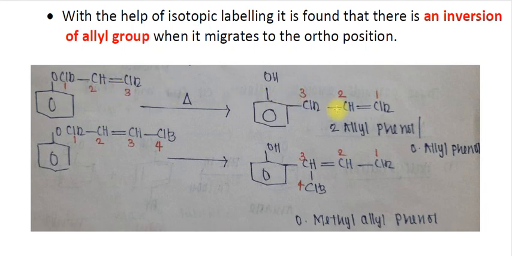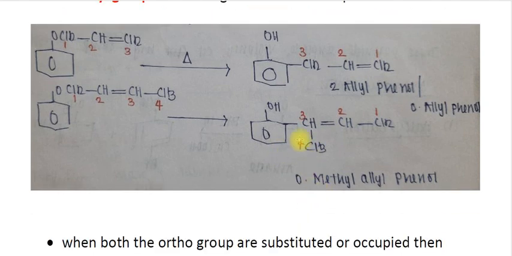But while looking at this example, we cannot be sure which one is getting connected. So only through isotopic labeling can we confirm which carbon is getting connected at the ortho position. The next example is here also, CH2=CH-CH-CH3. Here also the third carbon is getting attached to the ortho position of the phenyl group. That means it gives ortho-methyl allyl phenol.